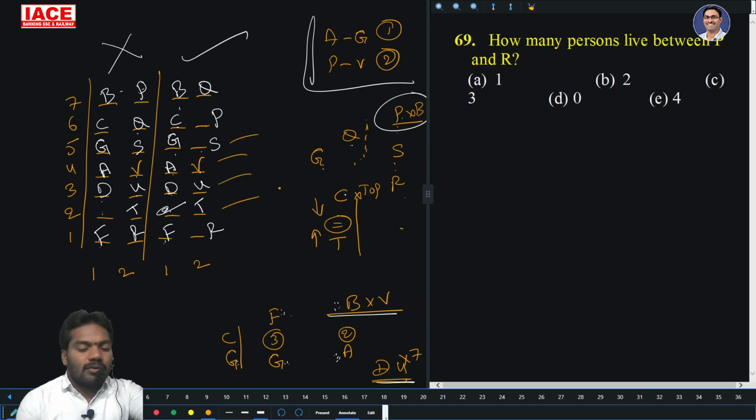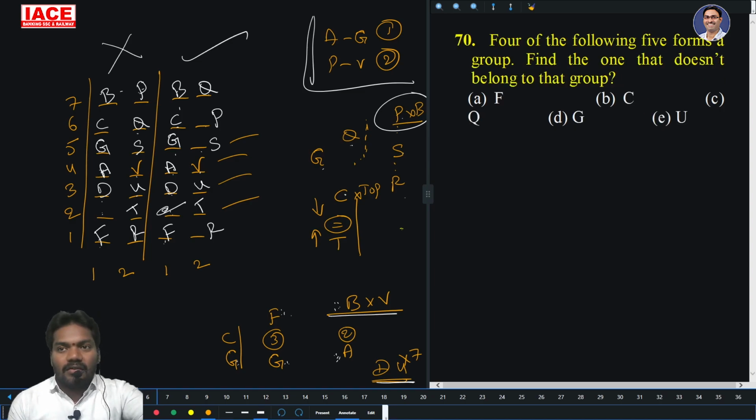How many persons live between P and R? 1, 2, 3, 4. Option E. 4 of the following are alike. F, odd floor. C, even floor. Q, odd floor. T, odd floor. U, odd floor. Only C, even floor. Remaining all are odd number floors. So option B is right.